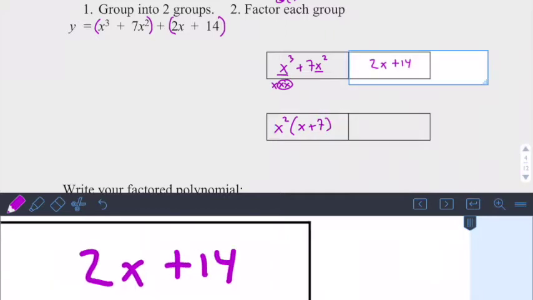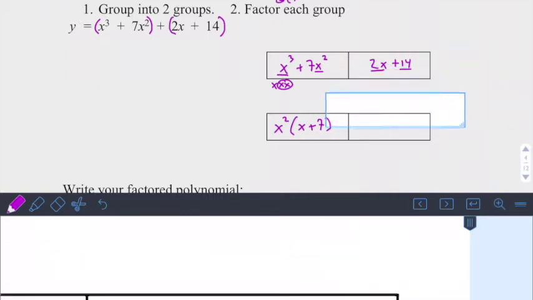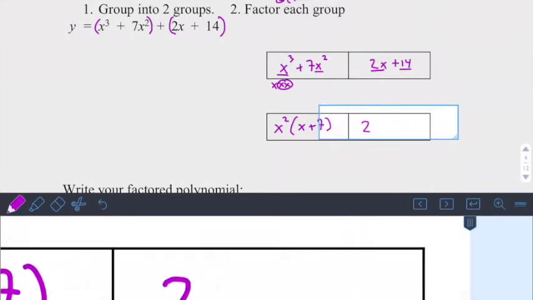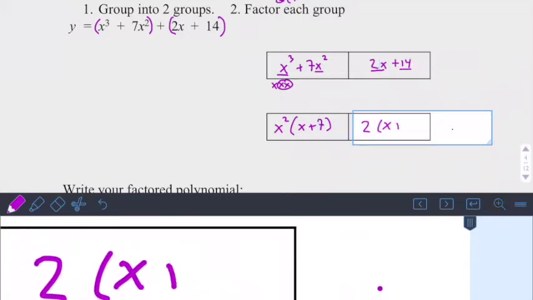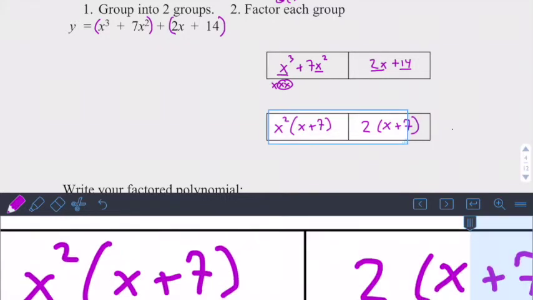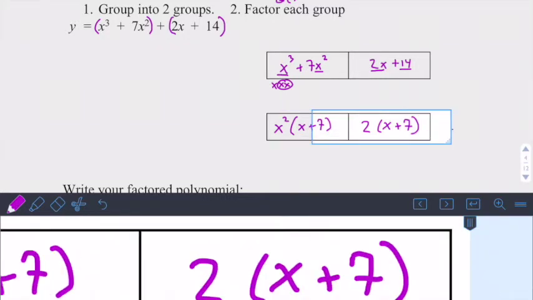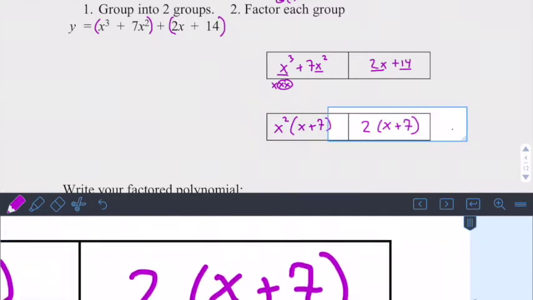Then over here, I'm going to factor a 2 out of both. Right? I can factor a 2 out of 2x, and I can factor a 2 out of 14. So I'm going to say 2, and then I have x left over. 14 divided by 2 is 7, so plus 7. Now it's a lot easier to see what we could multiply out of each group.